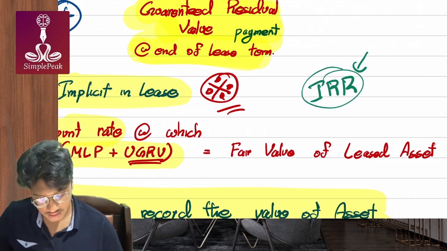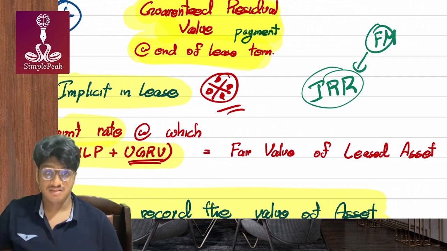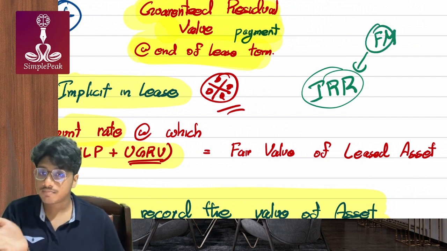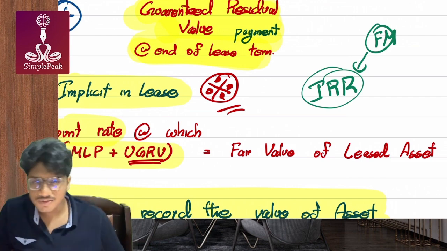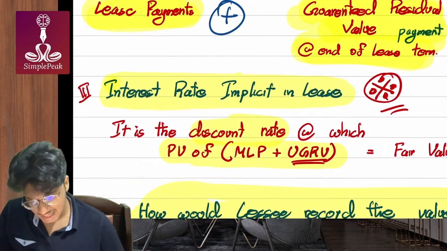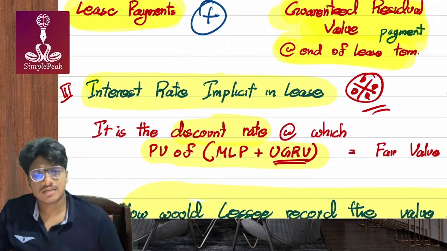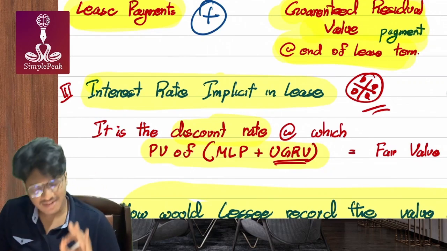You are learning in FM, IRR is the rate at which the present value of outflow is equal to the present value of inflow. You discussed that in IRR. Similarly, the interest rate implicit in lease means that the present value of minimum lease payment.